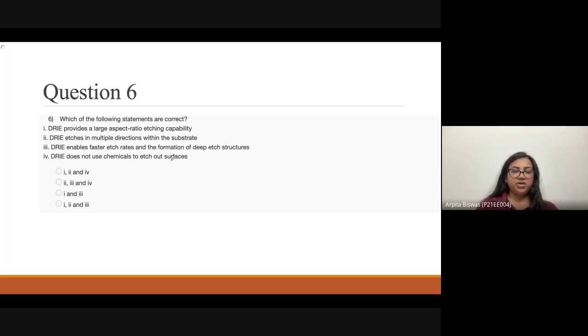See the question carefully. Which of the following statements are correct? First option is DRIE provides a large aspect ratio etching capability. Second option is DRIE etches in multiple directions within the substrate. The third option is DRIE enables faster etch rate and the formation of deep edge structure. And the fourth option is DRIE does not use chemicals to etch out surfaces. So find out the right answer.